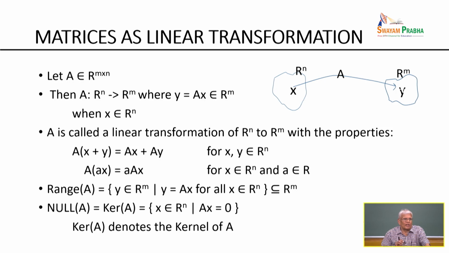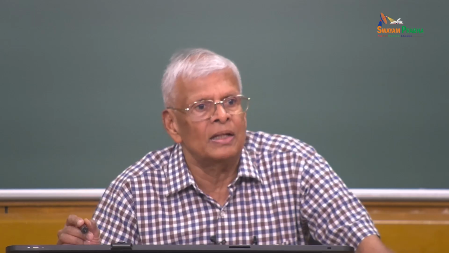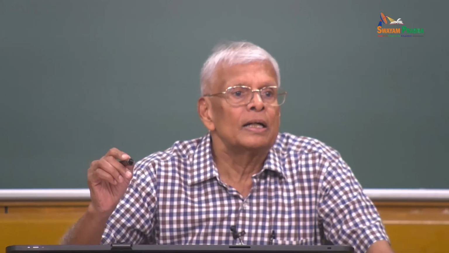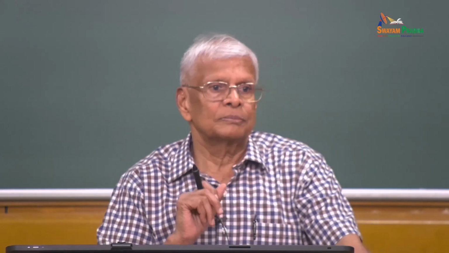Let A be an M by N matrix. So what does it mean? I have a space Rn, I have a space Rm, y is equal to A of x. If A is M by N, x has to be an n vector. So x belongs to Rn, y belongs to Rm. So it associates a vector x with a vector y. It transforms the vector x to the vector y. Vector x in Rn, vector y in Rm. So that's called transformation. This is called linear transformation.